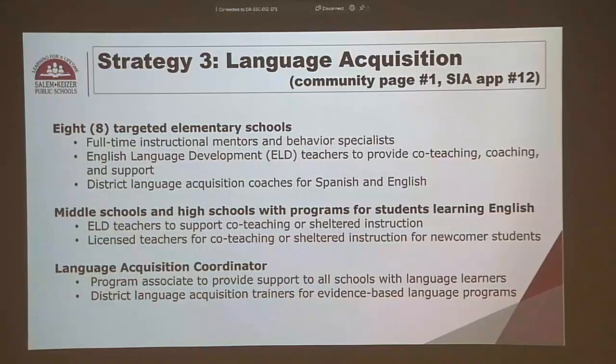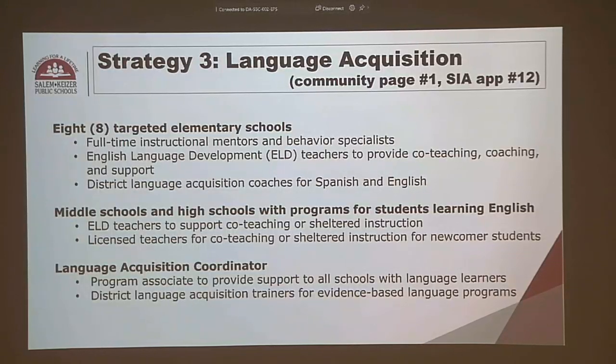We'll also add English language development teachers to provide co-teaching, coaching, and support. Most of that with our English language development model will be in small groups or in targeted groups of ELLs in the classroom settings. And then we're also going to create a district language acquisition coach in both Spanish and English. Again, really treating language as an asset that we have, and we want to build up the best instruction in both Spanish and English classrooms.